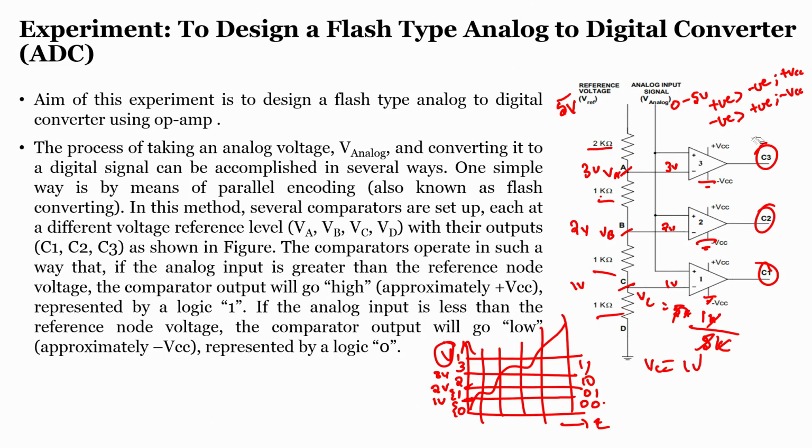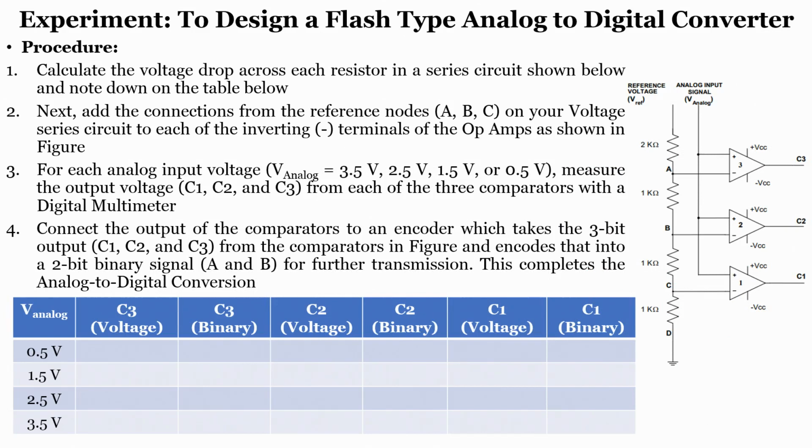If you look into the complete circuit and the table, for example, say your input voltage is 0.5. Now you can understand that this particular reference voltage is 3 volt, this is 2 volt and this is 1 volt. Say my analog voltage is 0.5. So, what will be the output at C1, C2 and C3? This is at 0.5 volts.